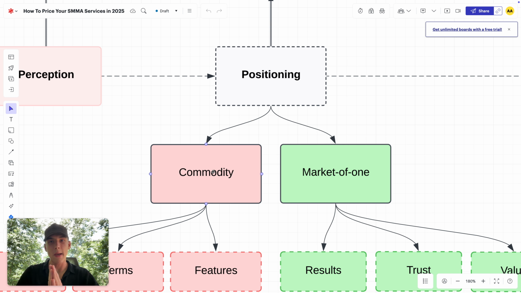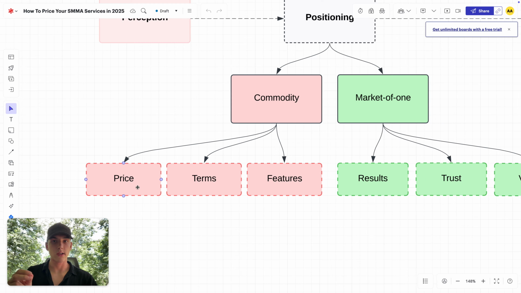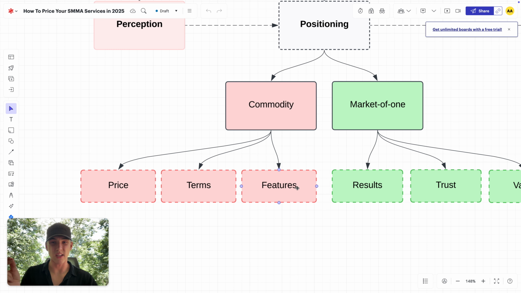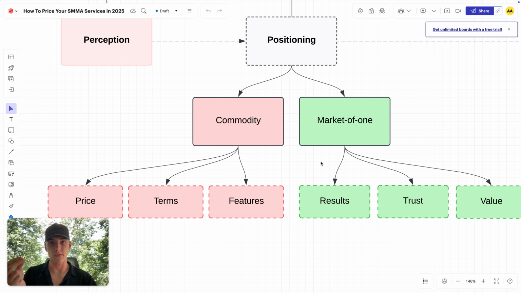That is the worst positioning possible in the agency game because you have no actual advantage over your competitors, and it all comes down to price, and we want to be charging premium prices, so you won't be able to do that with a commodity positioning. So again, you will be competing on price, terms, and features, but not on the actual results that you deliver.